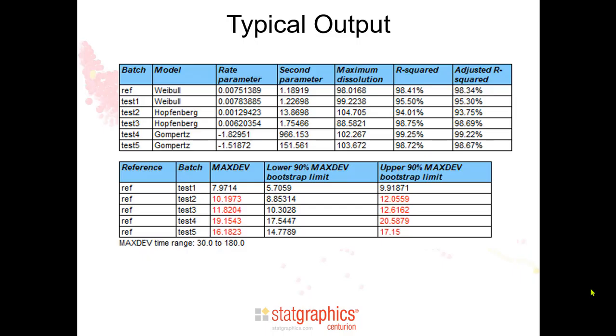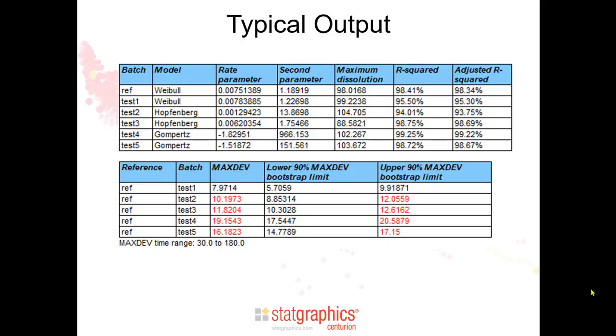Here you see the output generated by the model-dependent comparisons procedure. In the top part of the output, you see the models that were fit to the reference batch and the 5 test batches. You see the parameters, including the rate parameter, the second parameter, and the maximum dissolution parameter. You also see the R-squared and adjusted R-squared statistics that were calculated for each of those 6 models. In the lower half of the output, you see a comparison of each test batch with the reference batch.